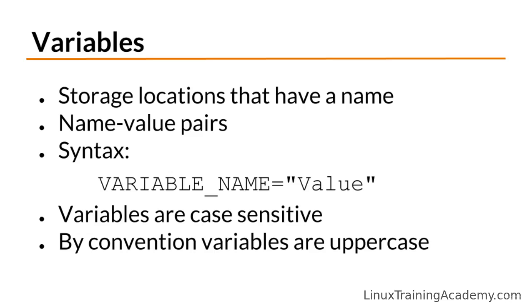You can use variables in your shell scripts. Variables are simply storage locations that have a name. You can think of variables as name-value pairs. To assign a value to a variable, use the syntax variable name equals value. Make sure not to use any spaces before or after the equal sign.